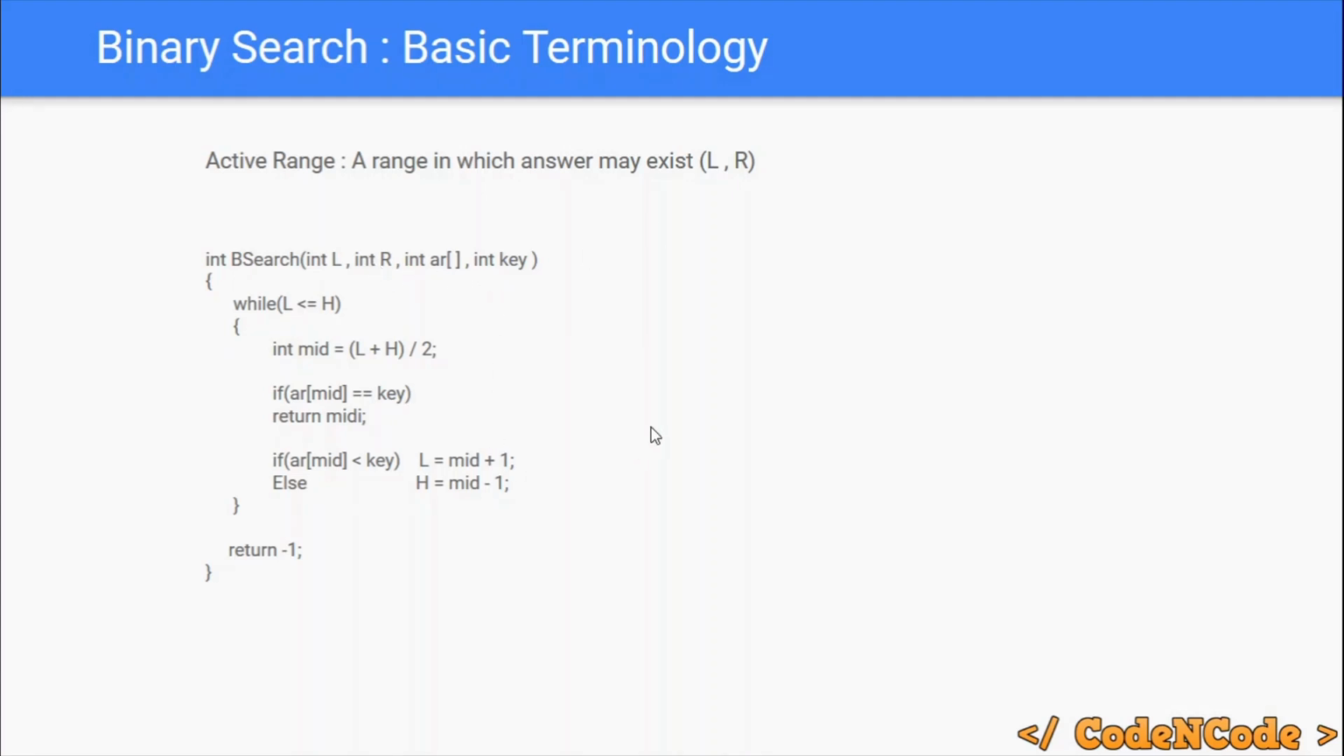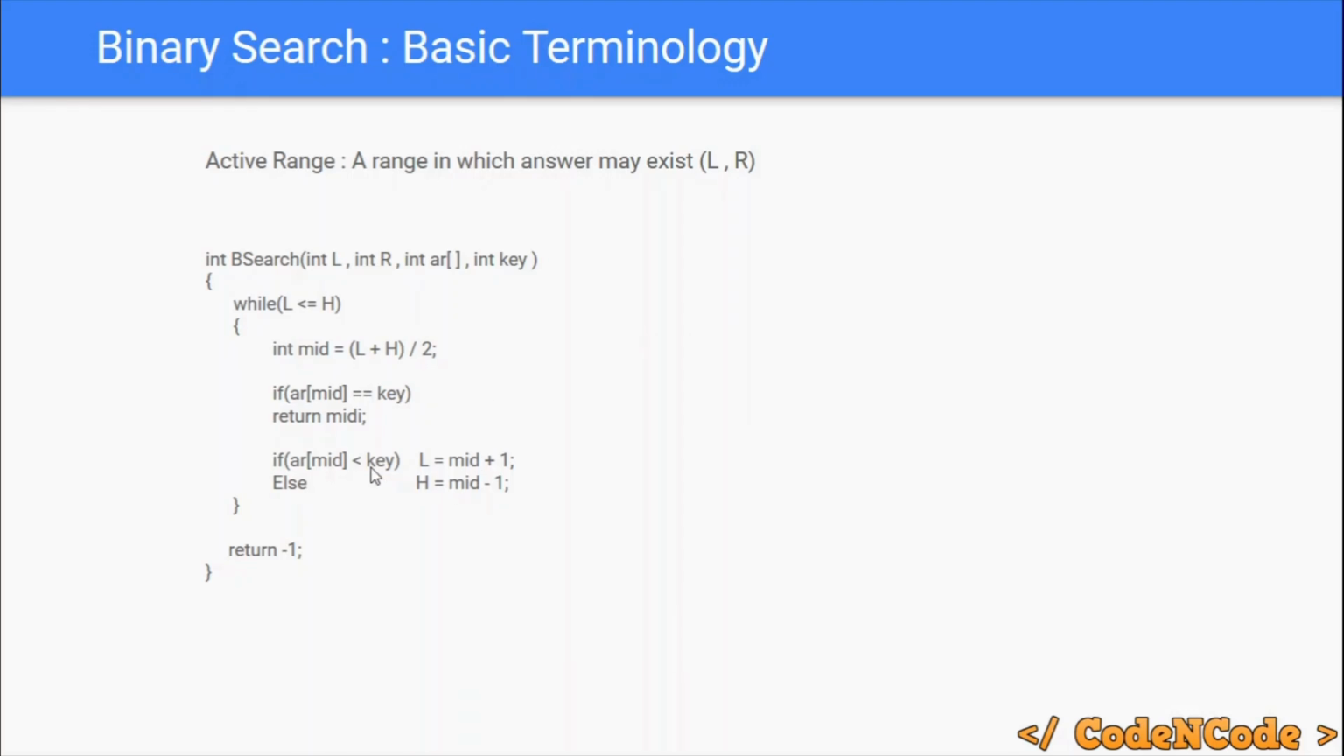So this is the basic implementation, what it looks like. This is the current active range L and R. This is the array and this is the element you are going to search in the array. While the range is valid, which means left comes before right, or low comes before high. If low crosses high, which means the range is invalid, in that case we will stop. Otherwise we will calculate mid and then check whether the mid element is equal to the element we are searching or not. We are assuming that the array is sorted in non-decreasing order.